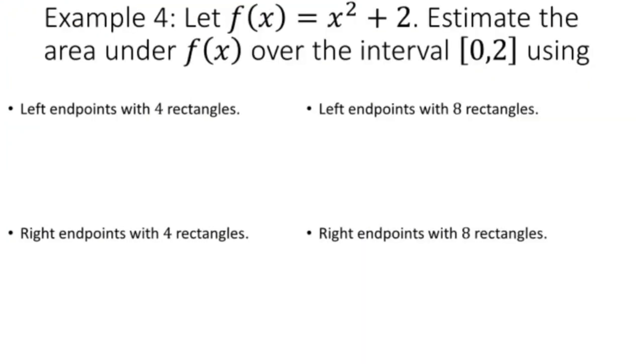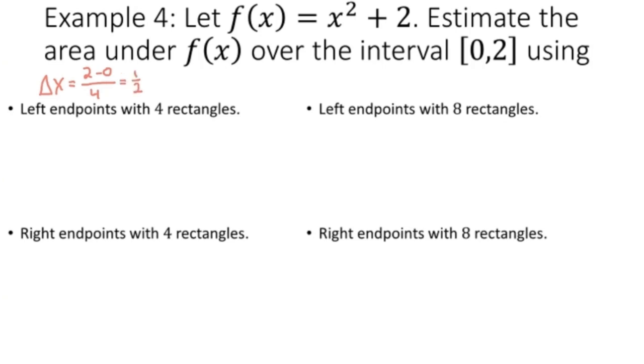We're going to let f of x equal x squared plus 2, and we're going to estimate the area under f of x over the interval 0 to 2 using the following scenarios. First, we're going to use the left endpoints with 4 rectangles. The first thing we should figure out is delta x, which is the width of each rectangle. To find delta x, we'll find the length of our interval, which is 2 minus 0, and divide that by how many rectangles we want to break the interval into, which in this case is 4. And we get that our delta x is 1/2.